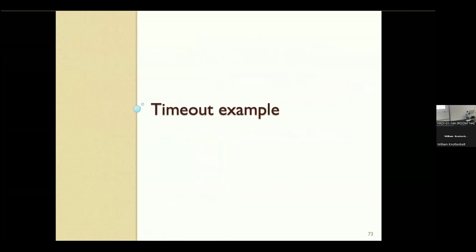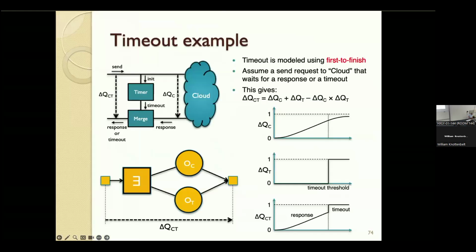This is a timeout. Timeout is a very important operation in real systems to handle things that take too long. So here, again, we have a block diagram, and we have our outcome diagram underneath. So here we have a send, okay, and it goes to the cloud, which is whatever it's going to, and a response is coming. So something can happen inside here that I'm not worried about what it is exactly. All I know is that when there's a send, sometime later, a response comes back, okay?